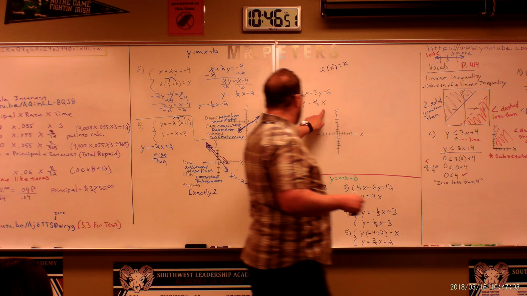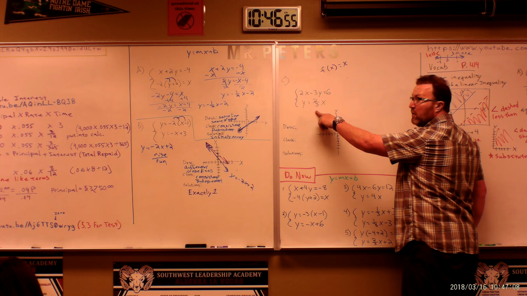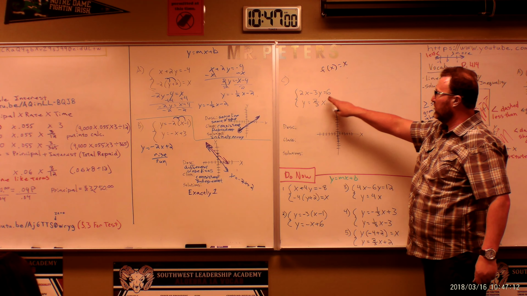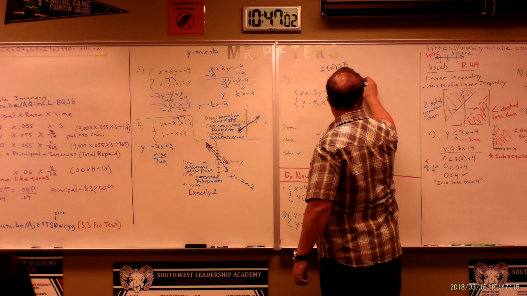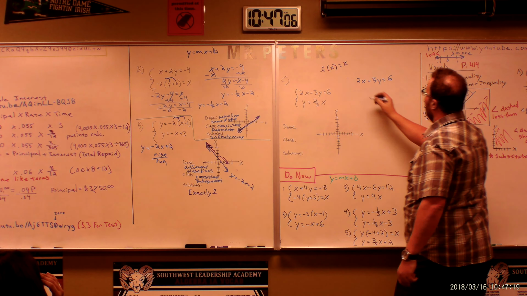Is this in slope form? Yes. What's my B on this? 0? Very good. Remember that? So we don't need to do anything to this, but we need to solve this one, right? 2x minus 3y equals 6. Someone help me out. What do I do? Very good.